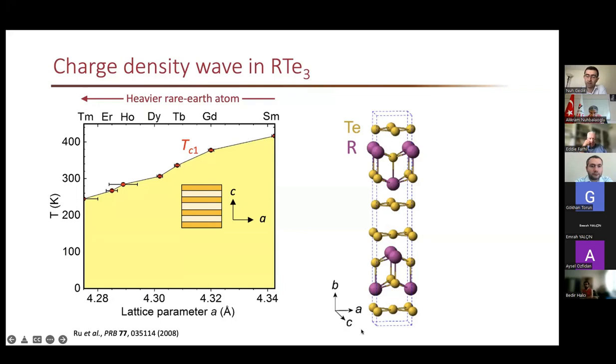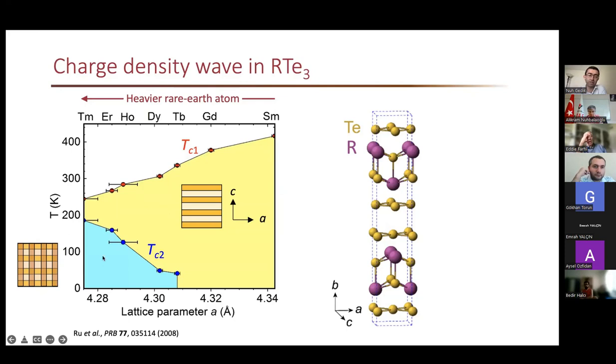For some of the other materials, like these here, there's a secondary charge density wave that happens in the A direction. First it becomes a stripe pattern where the charge density is modulated in the C direction. But then there is an additional phase transition, and another charge density wave forms in the A direction. So it looks like a checkerboard.